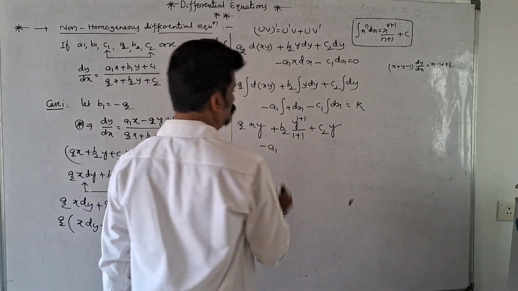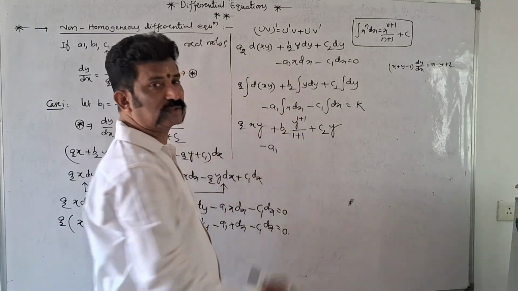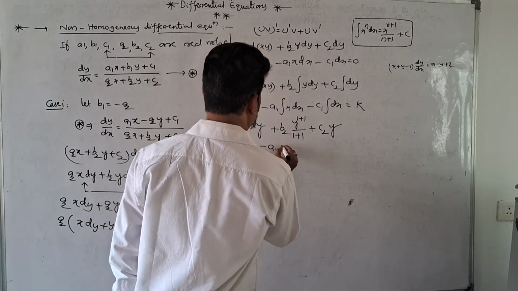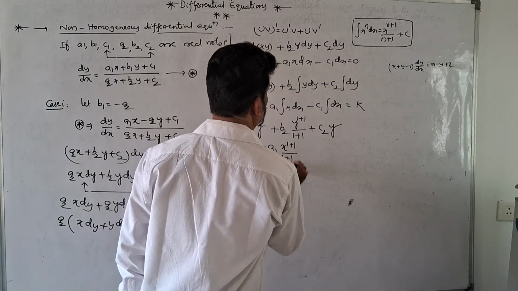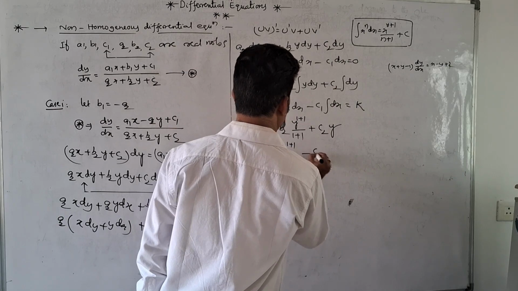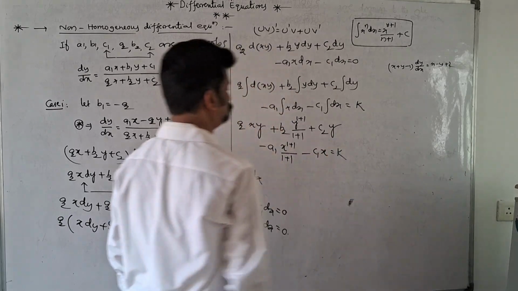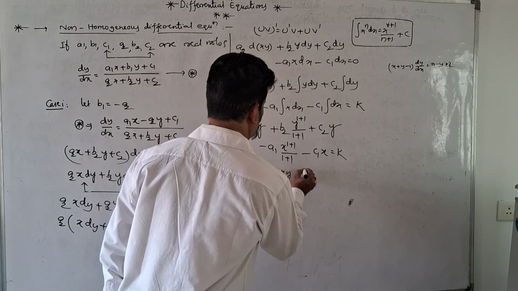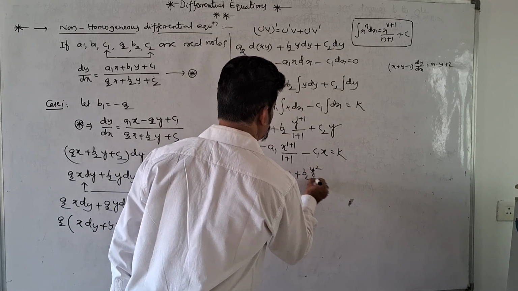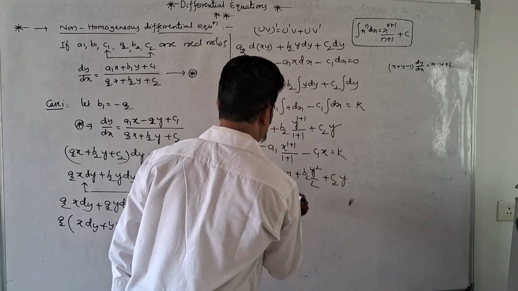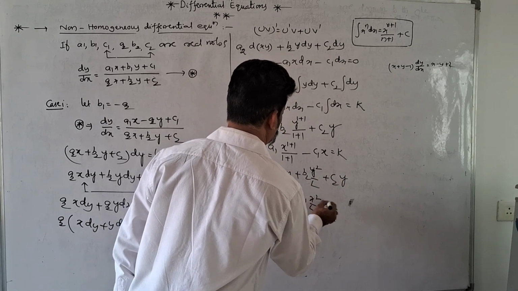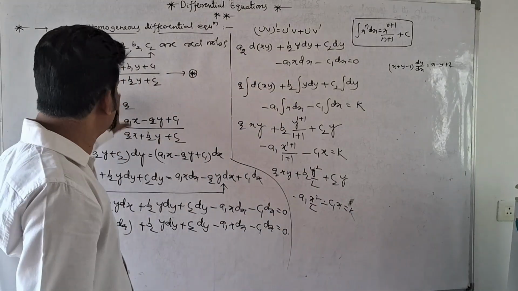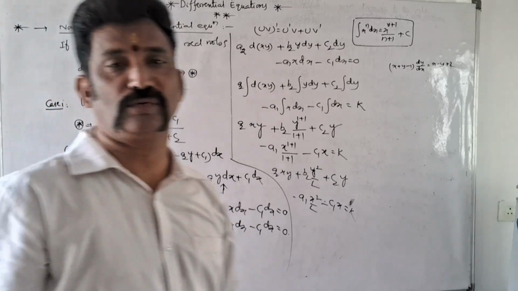Minus a1 into, again applying the formula, integration of x power n dx is equal to x power n plus 1 by n plus 1. So that is equal to x power 1 plus 1 by 1 plus 1. Minus c1 into x is equal to k. So this implies a2 into xy plus b2 into y square by 2 plus c2 into y minus a1 into x square by 2 minus c1 x is equal to k. This is the solution of this non-homogeneous differential equation when b1 is equal to minus a2.